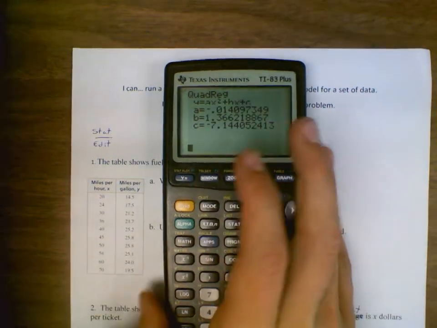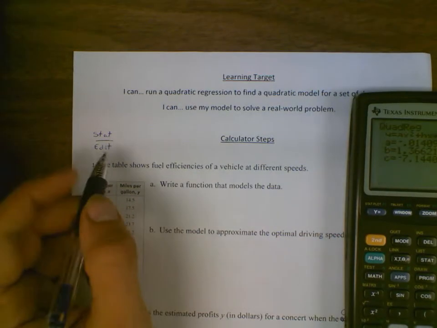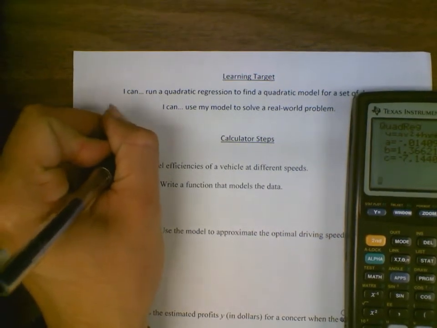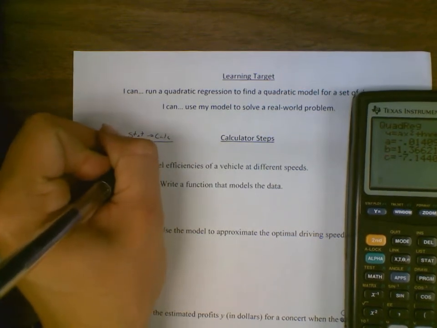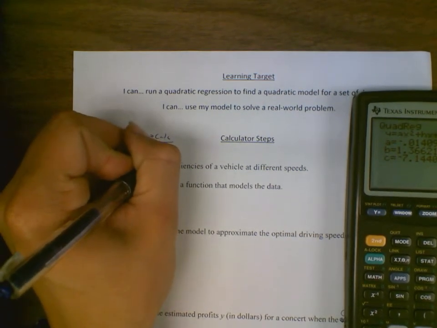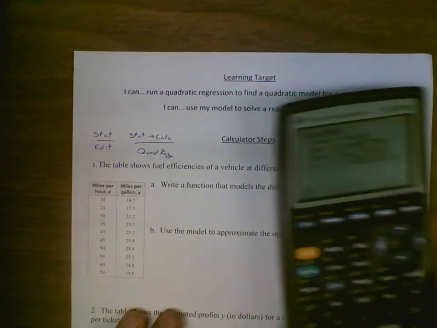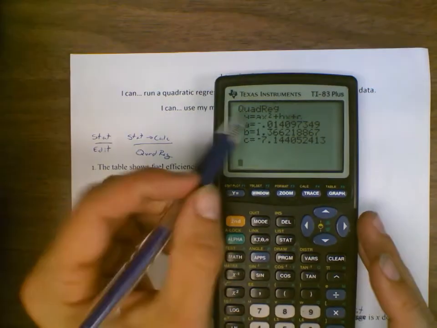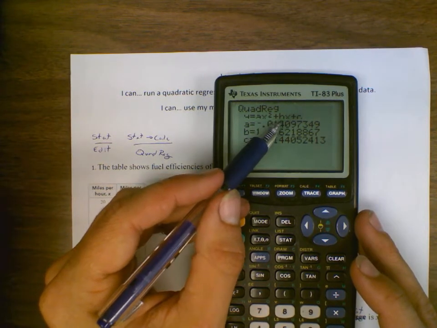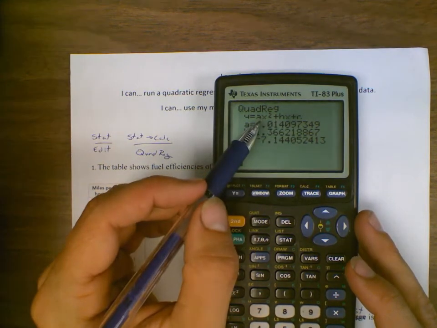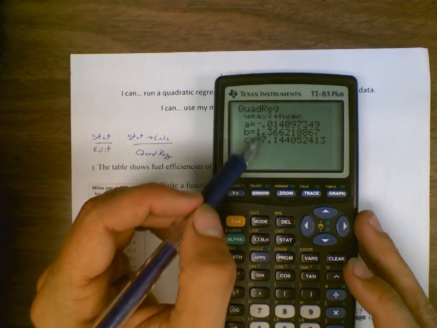So the second step, after you have the data in your calculator, is to click back on stat, cursor over to where it says calc, and then you want the quadratic regression. Okay, so when I did that, it gave me this equation. You'll notice it puts it in standard form. y equals ax squared plus bx plus c. And then it tells you what your a, b, and c are. So you just need to plug in those values.